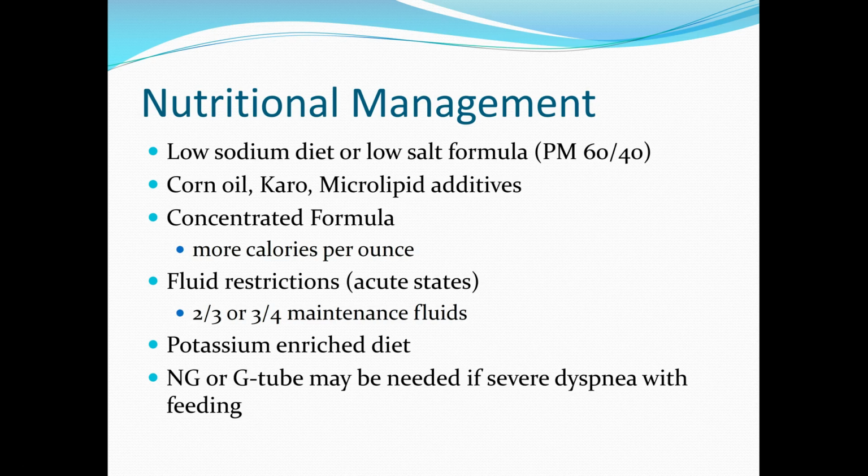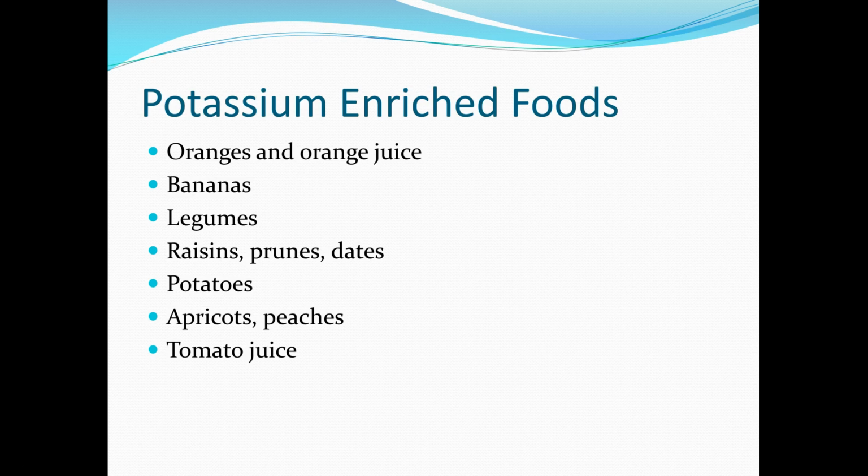If it's an acute state, you're going to do a fluid restriction. So you're going to do 2/3 or 3/4 of maintenance fluid rates. You're going to have a potassium-enriched diet, again, because most of these meds deplete your potassium. And then if the infant is experiencing severe dyspnea with feeding, then you may put an NG tube down or do a G tube. These are examples of potassium-enriched foods that you can encourage them to eat if they're old enough.